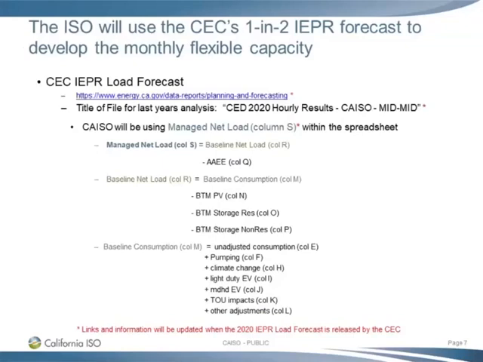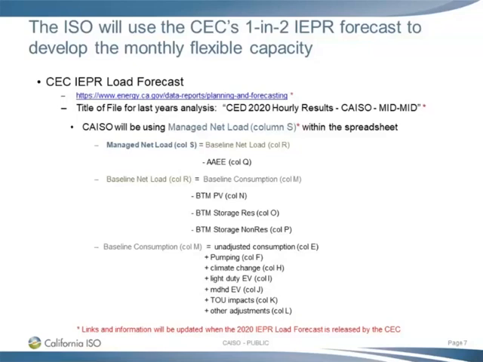So this is an overview of the CEC's 1 and 2 IEPR forecast. Whenever I look at this, it's really mind-boggling the amount of work that CEC has to put in coming up with this IEPR forecast. So what we use here for the flex capacity study is the managed net load column. And if everything stays the same as last year, that was column F. So it's easy for folks to follow and see what it is we do.